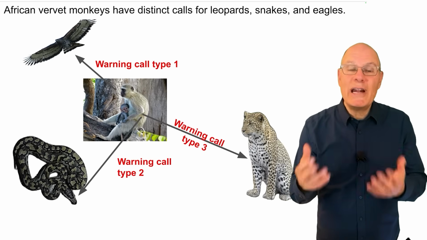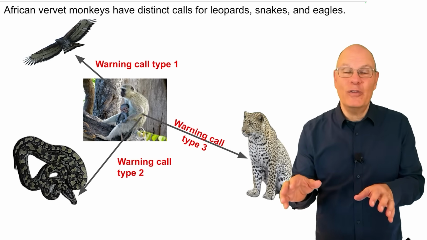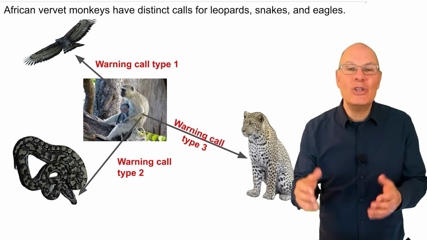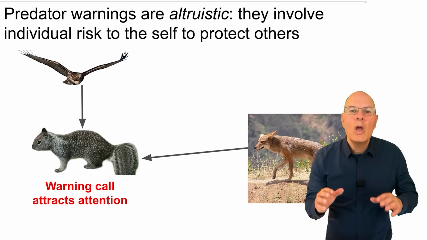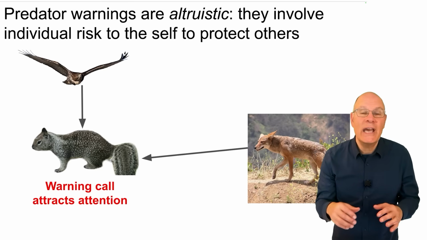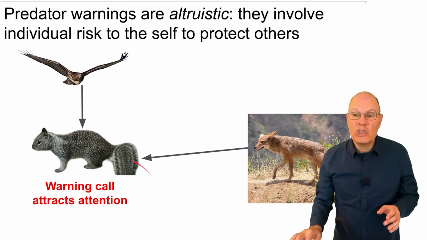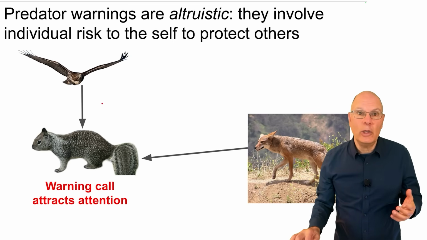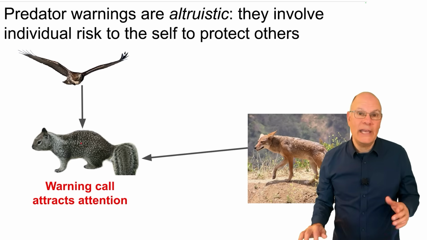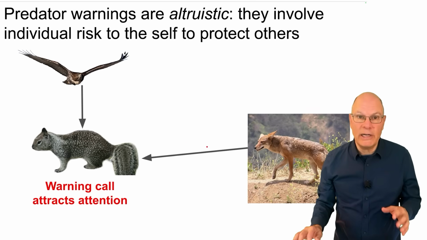Note that these predator warnings are not unique to the Belding's ground squirrel. African vervet monkeys, which are primates like us, have distinct calls for leopards, snakes, and eagles. Predator warnings are altruistic. They're self-sacrificing. They involve individual risk to the self to protect others. When a squirrel emits a call about an aerial predator, it increases the chance that that predator will attack the animal that calls out. That's of course true for a terrestrial predator as well.